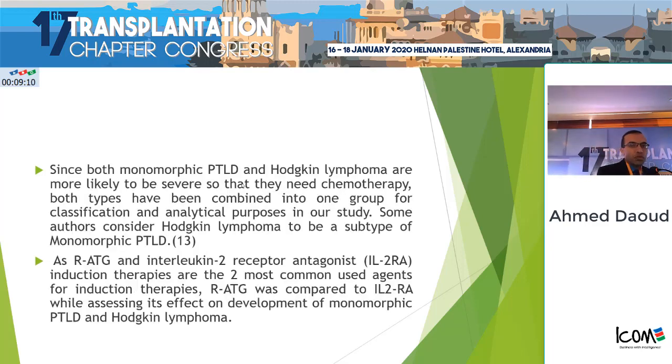And since both monomorphic PTLD and Hodgkin lymphoma are more likely to be severe so that they need chemotherapy, both types have been combined into one group for classification and analytical purposes in our study. Even we found in literature that some authors consider Hodgkin lymphoma to be a subtype of monomorphic PTLD. However, this does not go with the classical WHO classification, but we found it in literature also.